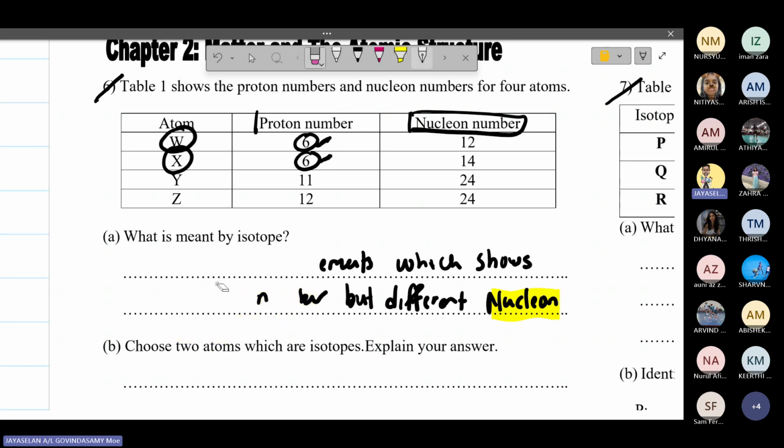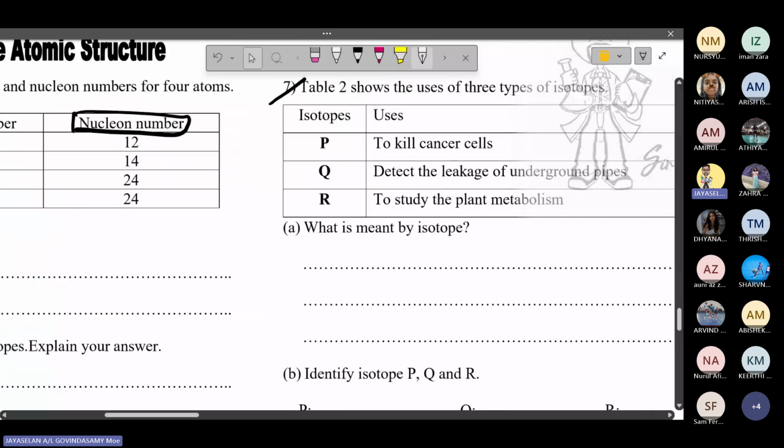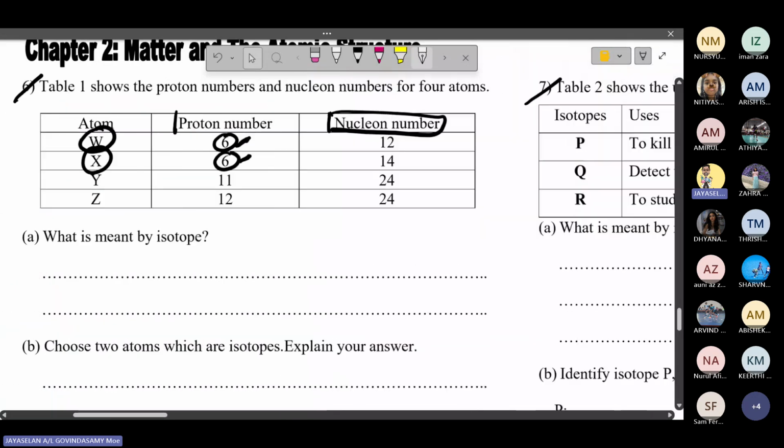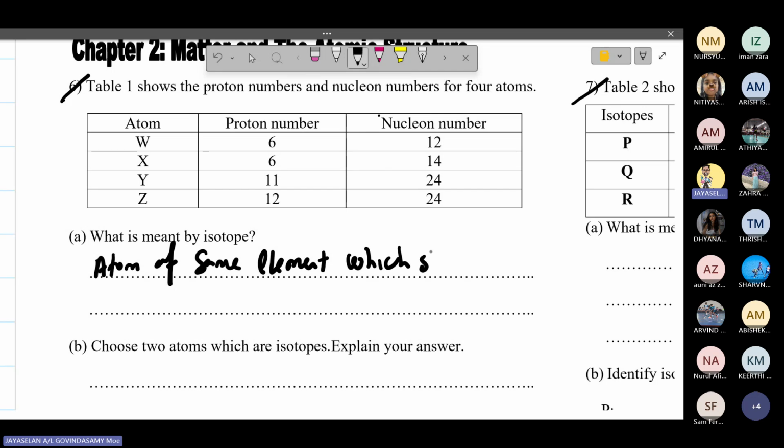Okay, I redo again. I use the table now. One more definition I will use here. Here got one more definition, right? The one in the textbook. You can use either one. So we do again. I use the table. First point, I put here atoms of same element. Must write this. Atoms of same element which show same what number? These 2 are isotopes, right? So I follow the definition given in the table.